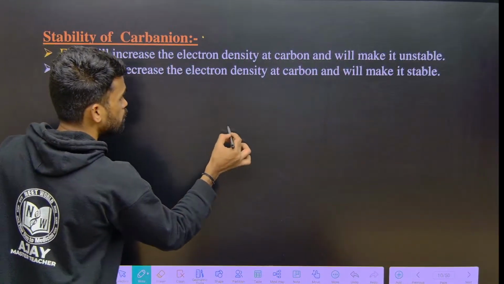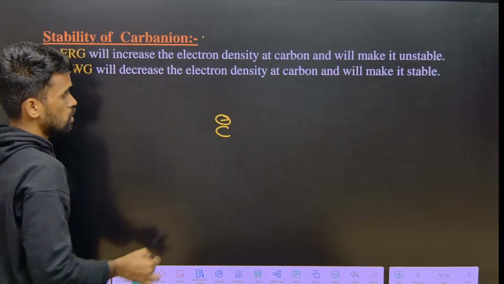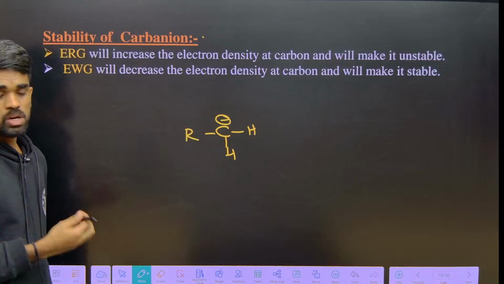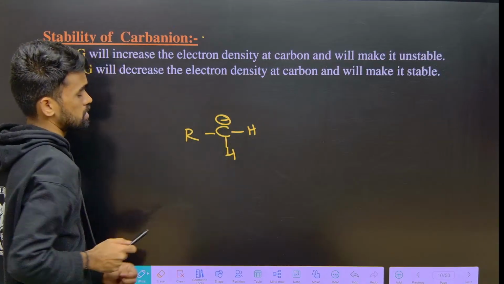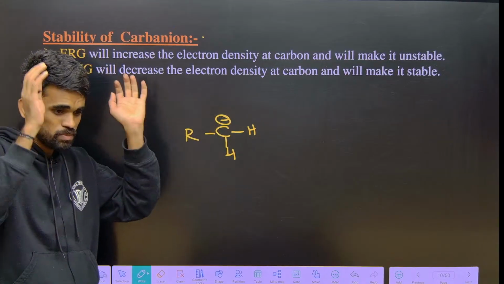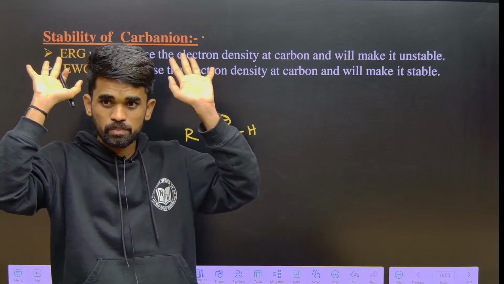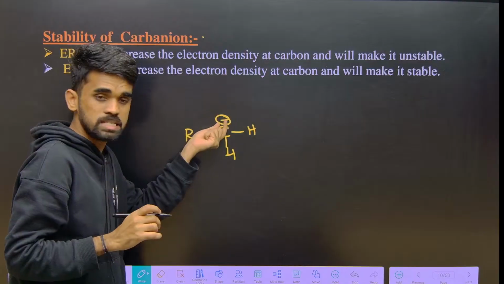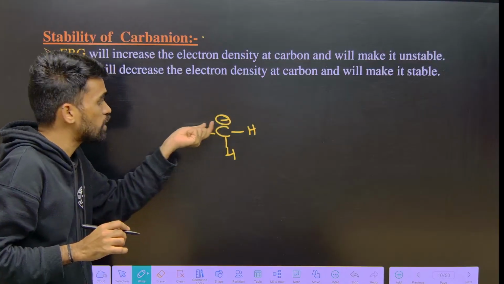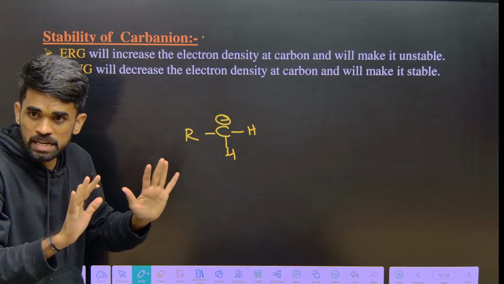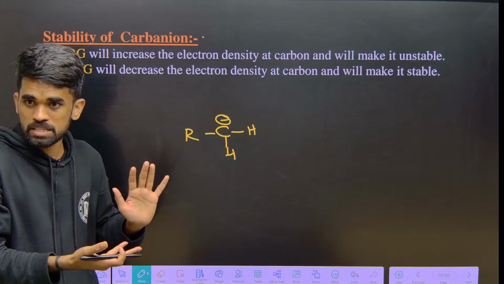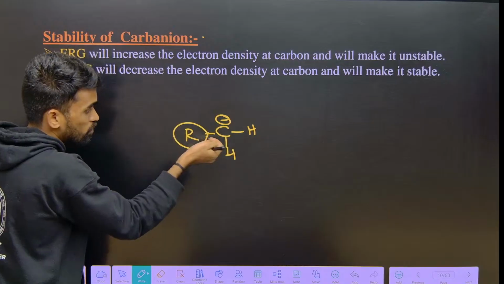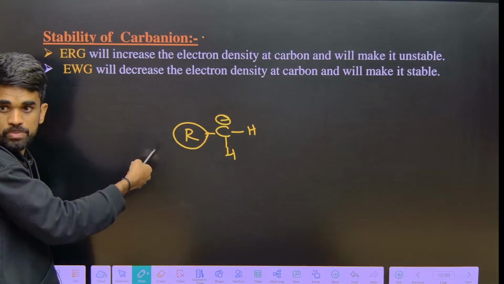See, carbon is having a negative charge, something like this, with some R group here. Carbon having a negative charge is like a person having some weight on his head, consider it like that. Now if someone takes this charge from him, he will get relaxed, he will get stabilized, you can understand. It means this R group must be something which drags that negative charge from him.